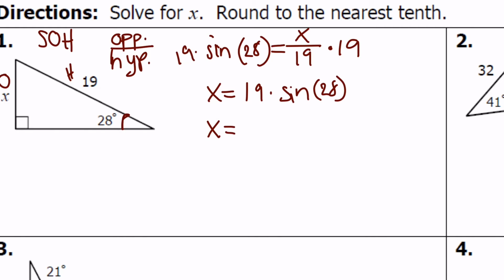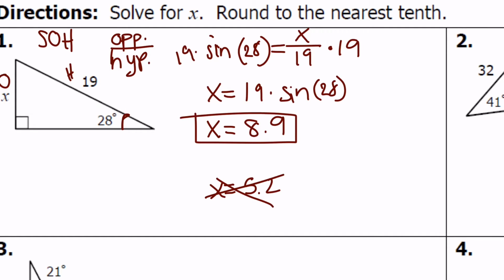Now this is where I use my calculator. I put 19 times, and then I hit the sine button. In those parentheses, I put in 28, close the parentheses, and you should end up with an answer of 8.9 if your calculator is in the correct mode. If it is not in the correct mode, you will end up with, I believe, like 5.2. That's not it. Your calculator is not in the correct mode in that case, so make sure that it is in degree mode.